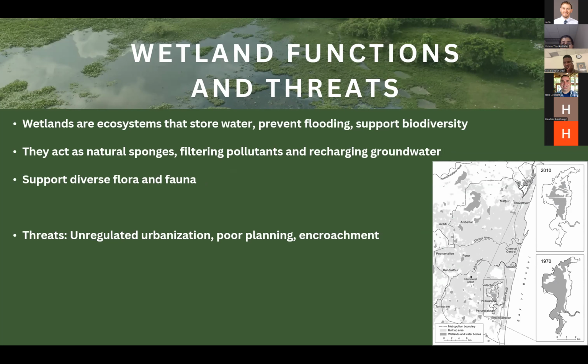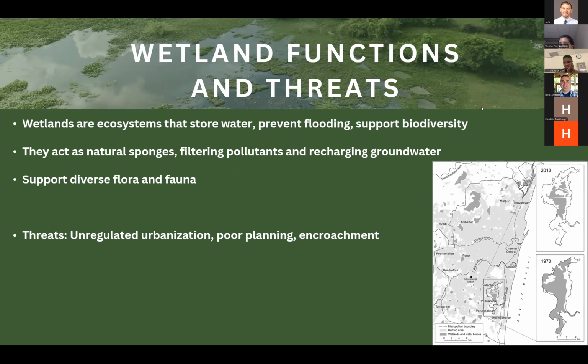Historically, Chennai was known as the city of lakes. It has a great number of lakes, but over the past few decades, unregulated urbanization, poor land use planning, and encroachments have led to rapid wetland degradation.